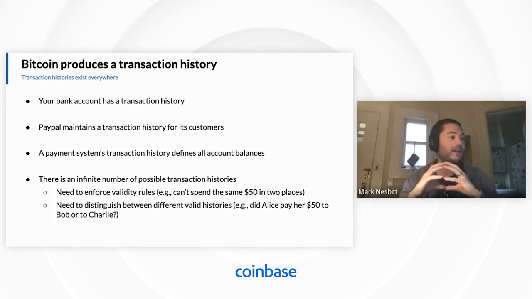But within that set of valid transaction histories, there are also an infinite number of those where any type of transactions could have happened. So two different transaction histories: one might have Alice paying this $50 to Bob. Another might have it paying to Charlie. And which transaction history we're going to consider as true is obviously very important to both Bob and Charlie. So we'll return to that. But keep that in mind, that we need to realize that there are a lot of possibilities, an infinite number of possibilities of transaction histories.